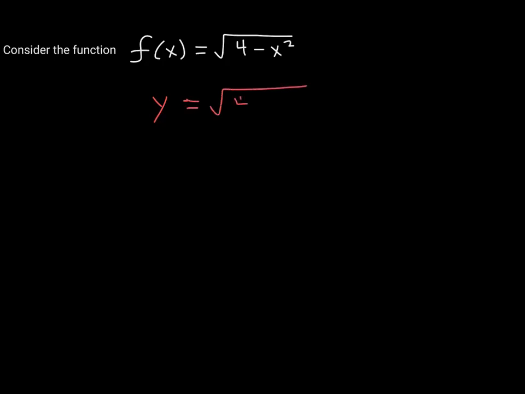And then what I'm going to do is square both sides. So y squared is equal to 4 minus x squared. And then I'm going to get x squared and y squared, my variables, on the same side of the equation. So an equivalent equation is x squared plus y squared is equal to 4. Now, you and I know what this is, right? If we graph this, it is a circle centered at the origin whose radius is 2.